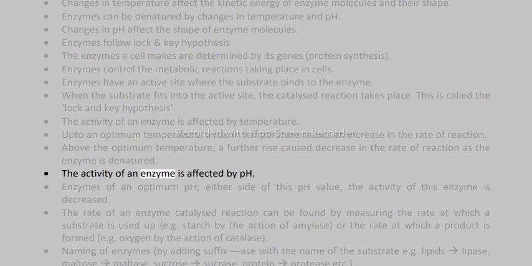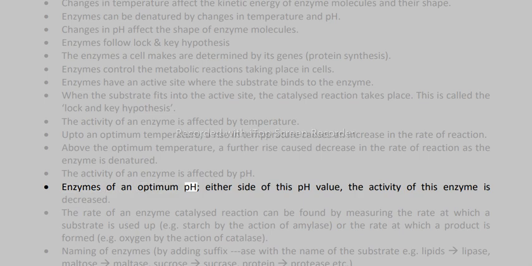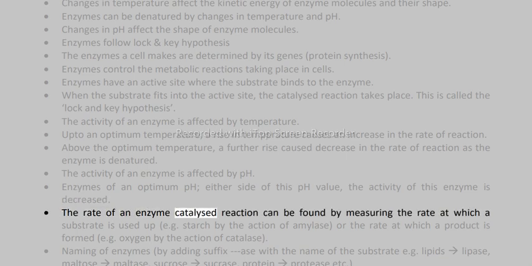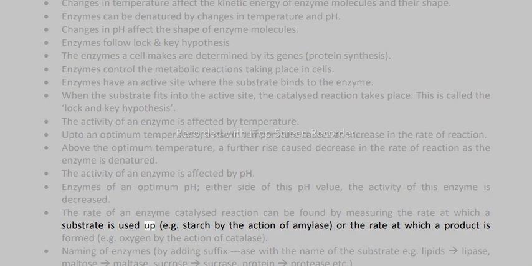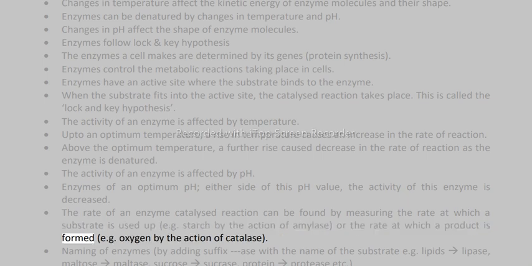The activity of an enzyme is affected by pH. Enzymes have an optimum pH; either side of this pH value, the activity of the enzyme is decreased. The rate of an enzyme-catalyzed reaction can be found by measuring the rate at which a substrate is used up, e.g. starch by the action of amylase, or the rate at which a product is formed, e.g. oxygen by the action of catalase.